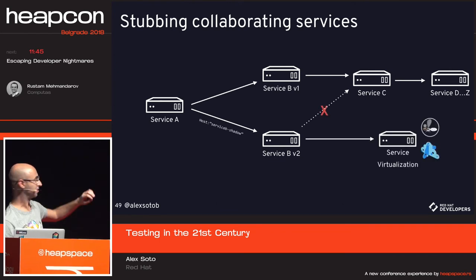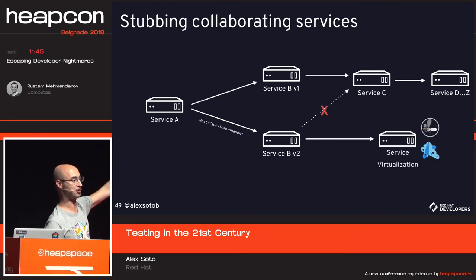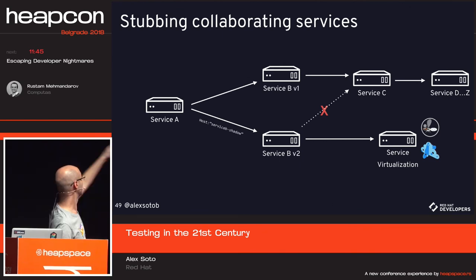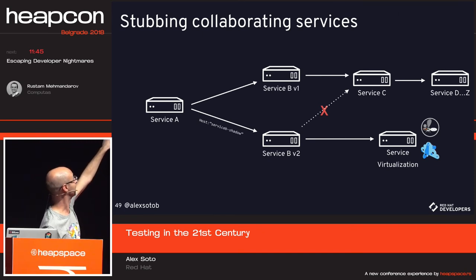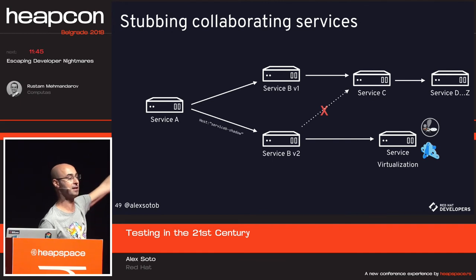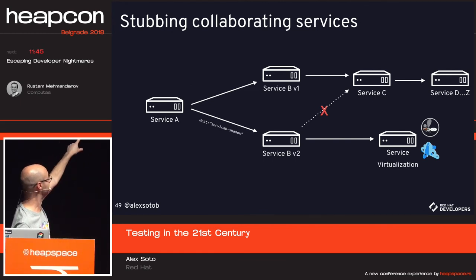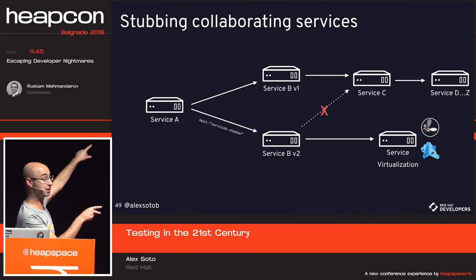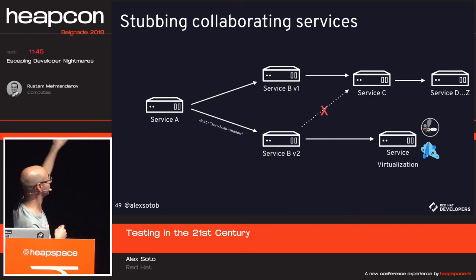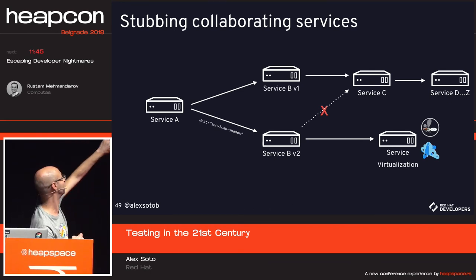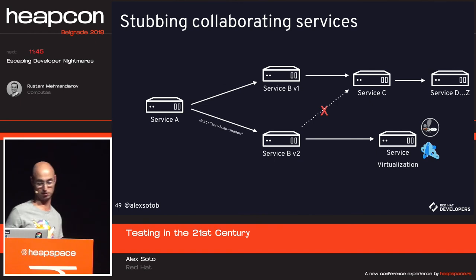One of the things you can do is use service virtualization in pods. You have service A, and you're doing shadowing traffic. You have service V1 that goes to service C, and service C goes to D, E, F, and so on. And then service V2, if you are shadowing the traffic, then this traffic also goes to C, and then C goes to D, and so on. So what you need to do is use service virtualization to not affect all the other services.